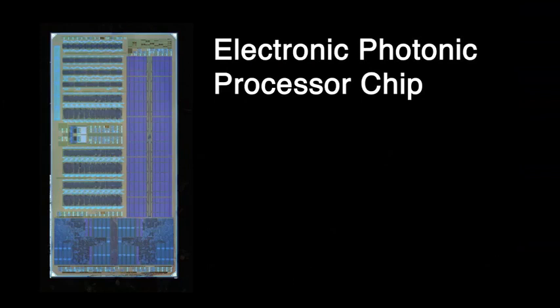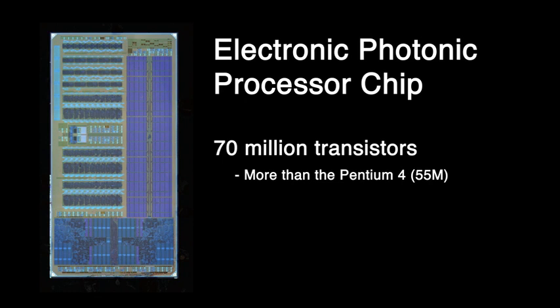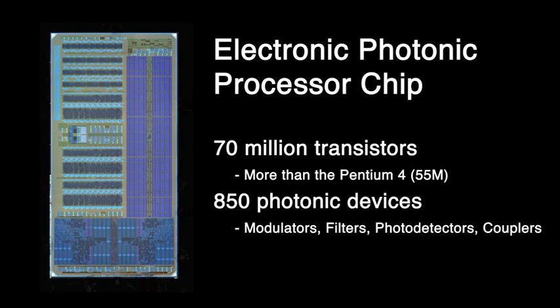This is the electronic photonic processor chip. This chip contains over 70 million electrical transistors and 850 integrated photonic devices. The chip floor plan is divided into several distinct regions.